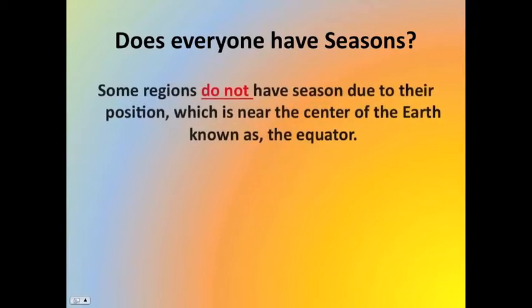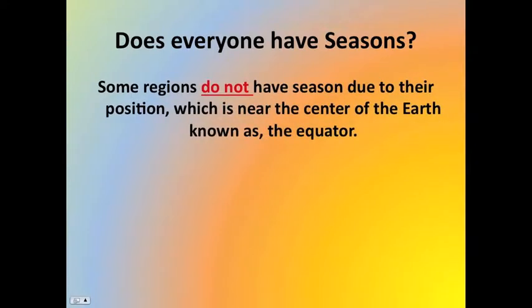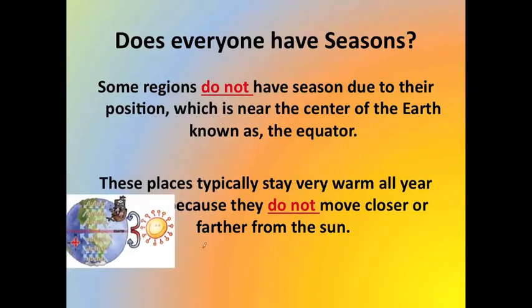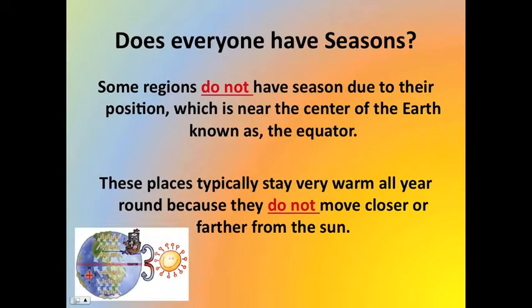So, does everyone have seasons? Well, unfortunately, some regions do not have seasons due to their position, which is near the center of the Earth, known as the equator. These places typically stay warm all year round because they do not move closer or farther from the sun. So I'm going to circle this red area in blue. This is known as the equator of the Earth.